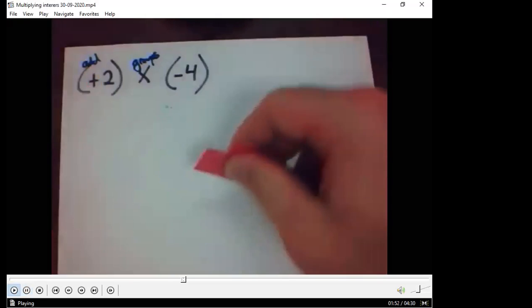It depends on the sign. So the first one was positive, so I have to say add, right? What about if the first sign is negative? Oh my God, the first sign is negative? Yes, we want to know.